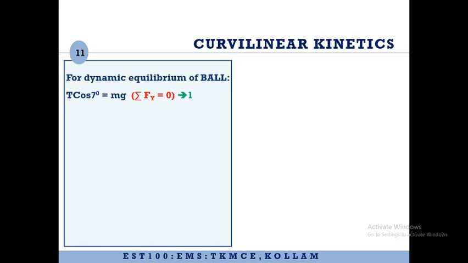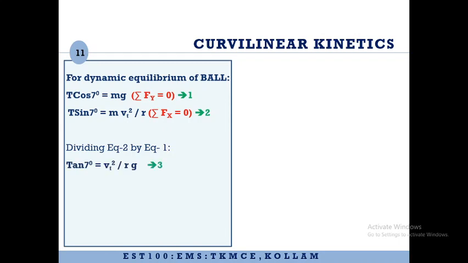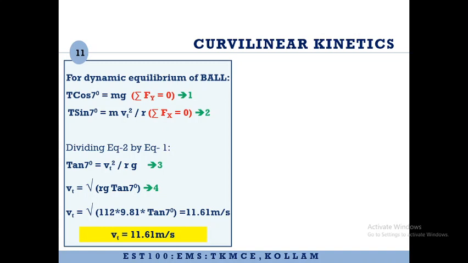So for this case, considering dynamic equilibrium of the ball, if we write sigma Fy equal to 0, we will get T cos 7 degree equal to mg. Similarly, T sin 7 degree equals m vt square by r, that is the equation of equilibrium in the x direction. Dividing equation 2 by equation 1, we will get tan 7 degree equals vt square by rg. So vt equals square root of r g tan 7 degree, which is square root of 112 into 9.81 into tan 7 degree, that is 11.61 meter per second. This is the tangential velocity of the truck. The ball is inside the truck, therefore the truck as well as the ball will have the same tangential velocity, that is 11.61 meter per second.